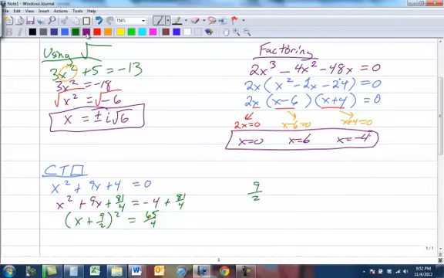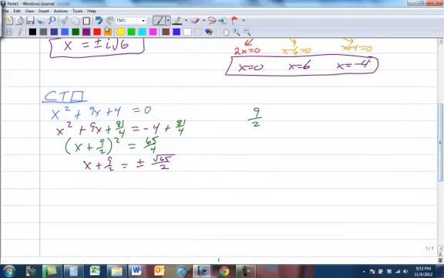Square root both sides, and you'll get x plus 9/2 equals plus or minus root 65 over 2. In case you're wondering, when you square root both sides, you square root the top and bottom, so the square root of 4 is 2. That's where that bottom one comes from. Then you get x equals negative 9/2 plus or minus root 65 divided by 2.